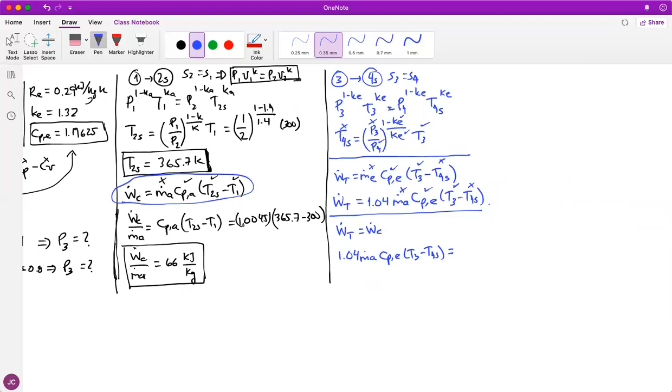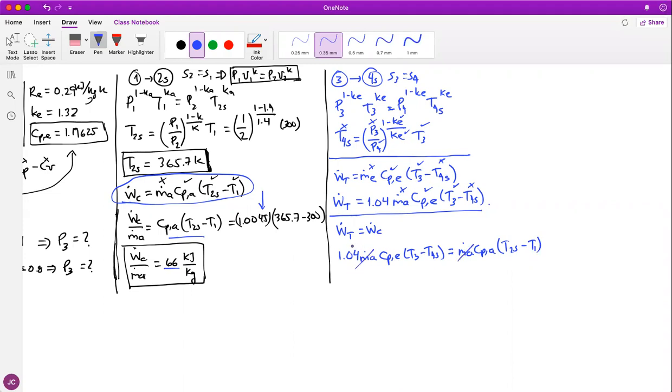Hey, why did you do this? You're just wasting time by doing this and getting that. Well, let me see if I just wasted your time by doing that. So MA CPA (T2S minus T1). Okay, what I'm going to do here is divide everything by MA.